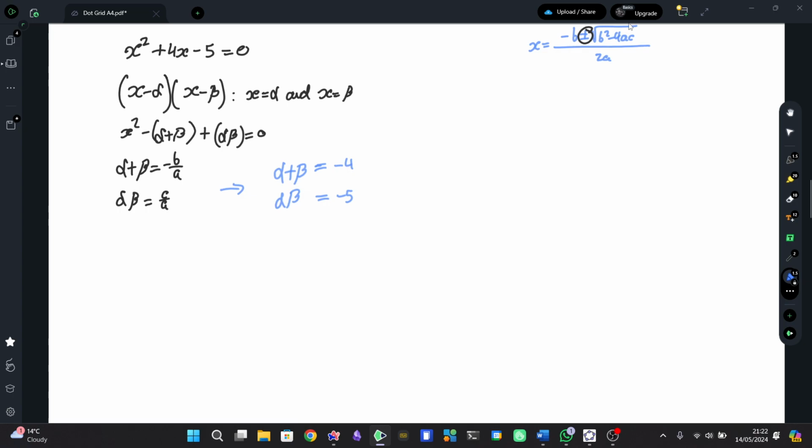Cool, that's useful. Next, if we take the midpoint of the roots, plus or minus over 2, you know the formula for the midpoint of a given straight line, it's usually x1 plus x2 over 2, or y1 plus y2 over 2. We do that here. So that should equal minus 4 over 2, therefore alpha plus beta over 2 is equal to minus 2.